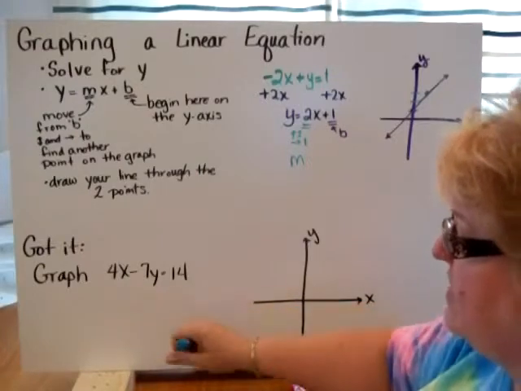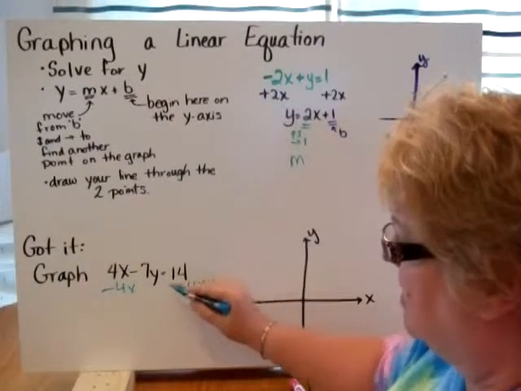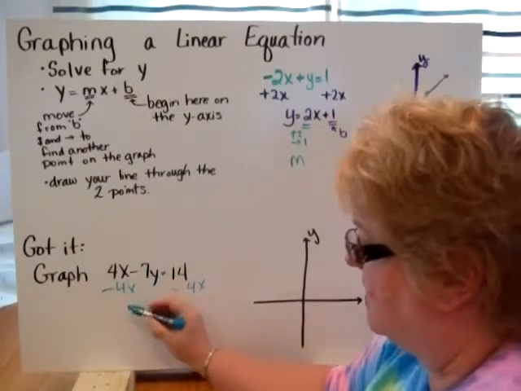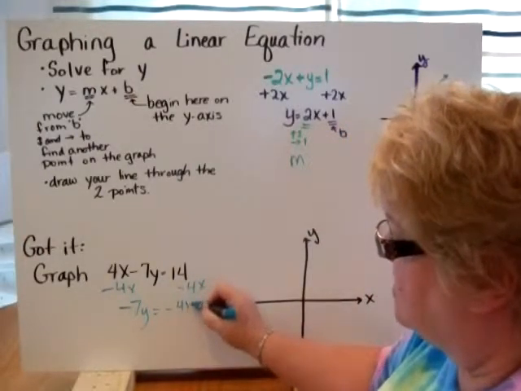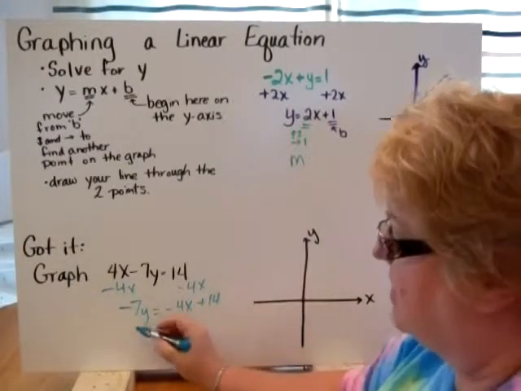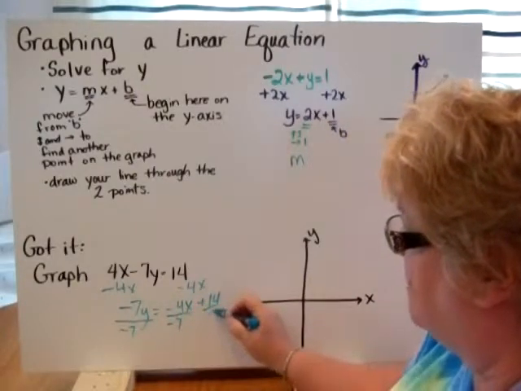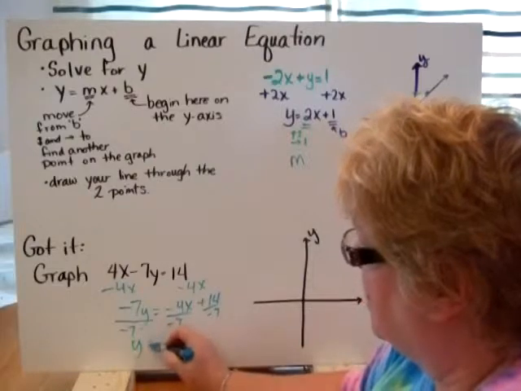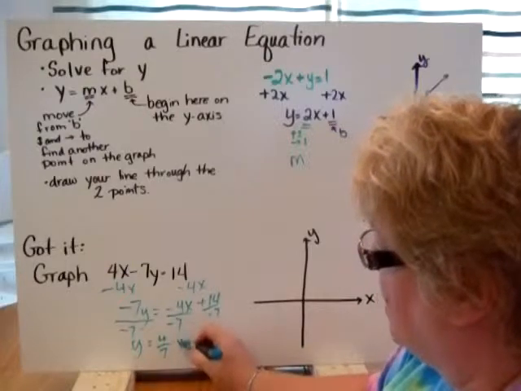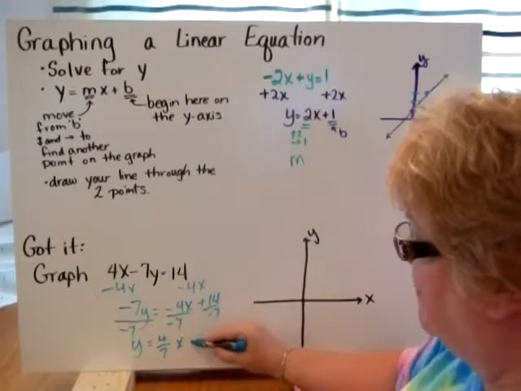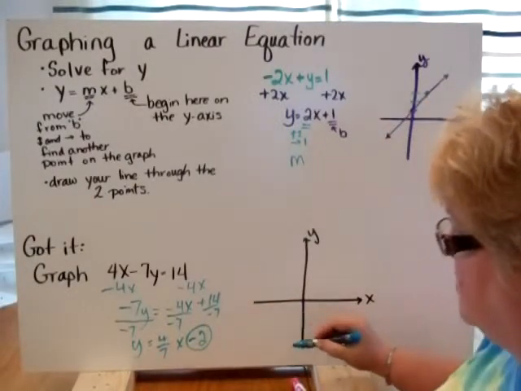On the guided, we want to graph this one, so we're going to subtract 4x from both sides. Remember, this negative goes with this 7y, so we have left a negative 7y equals a negative 4x plus 14. To get y by itself, we want to divide both sides by, or divide all of our terms by a negative 7. That will give us y equals a negative divided by a negative is a positive, so this will become 4 over 7x. A positive divided by a negative is a negative, so that will become a negative 2. So our b is negative 2.